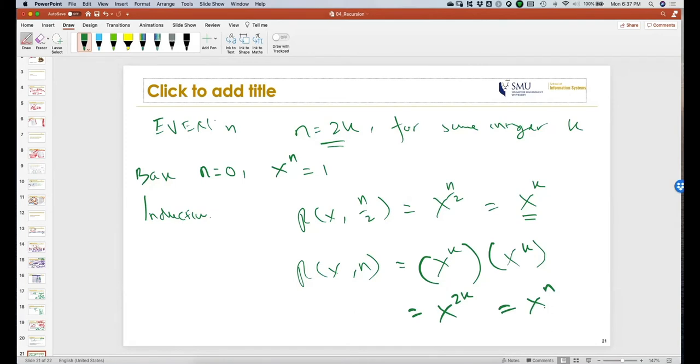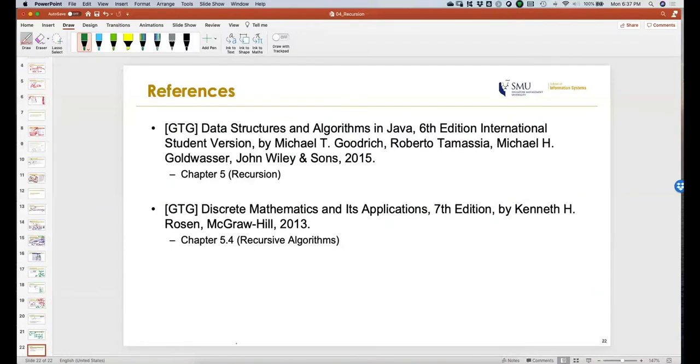So we can argue then, based on induction from n over 2 to n, that we can get the correct answer, given that the n over 2 is also producing the correct answer. Now, this is the case of even n, right? You can kind of get a sense on how to do this for the odd case.